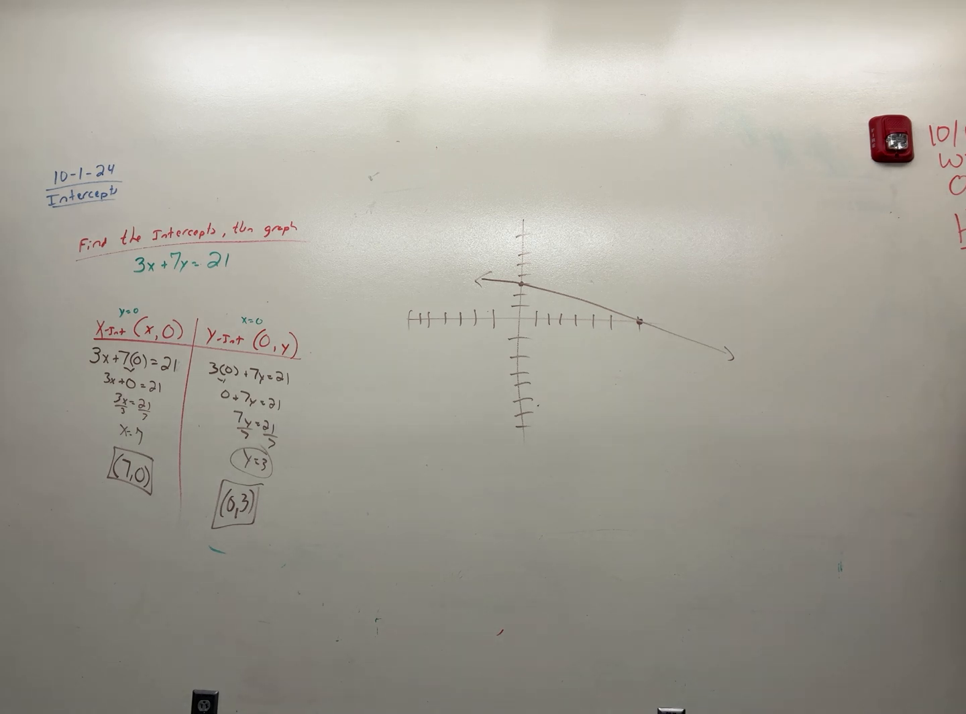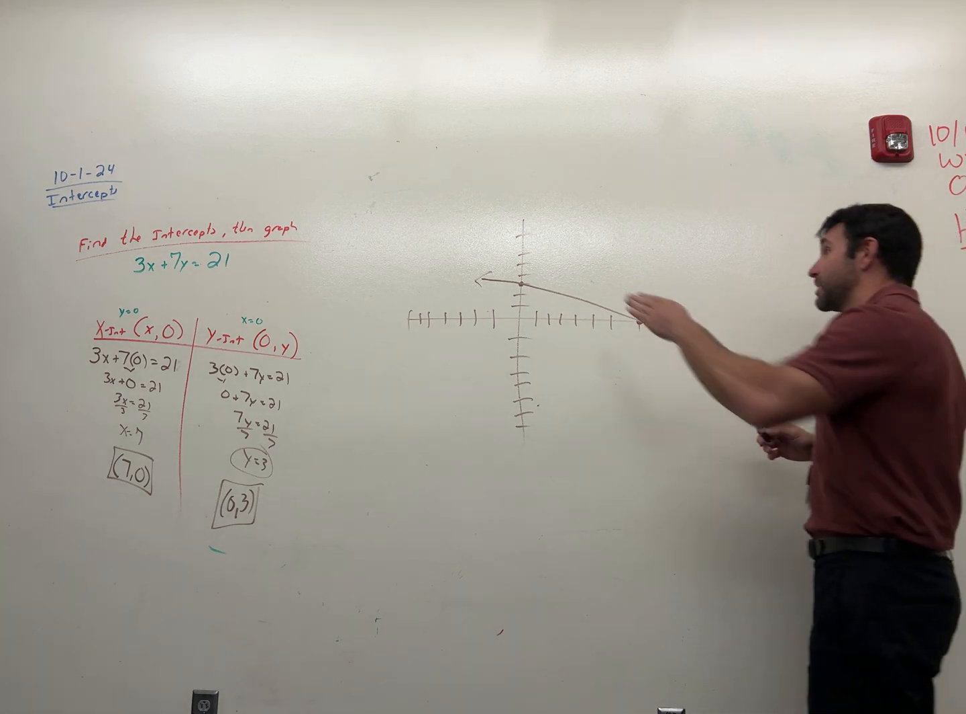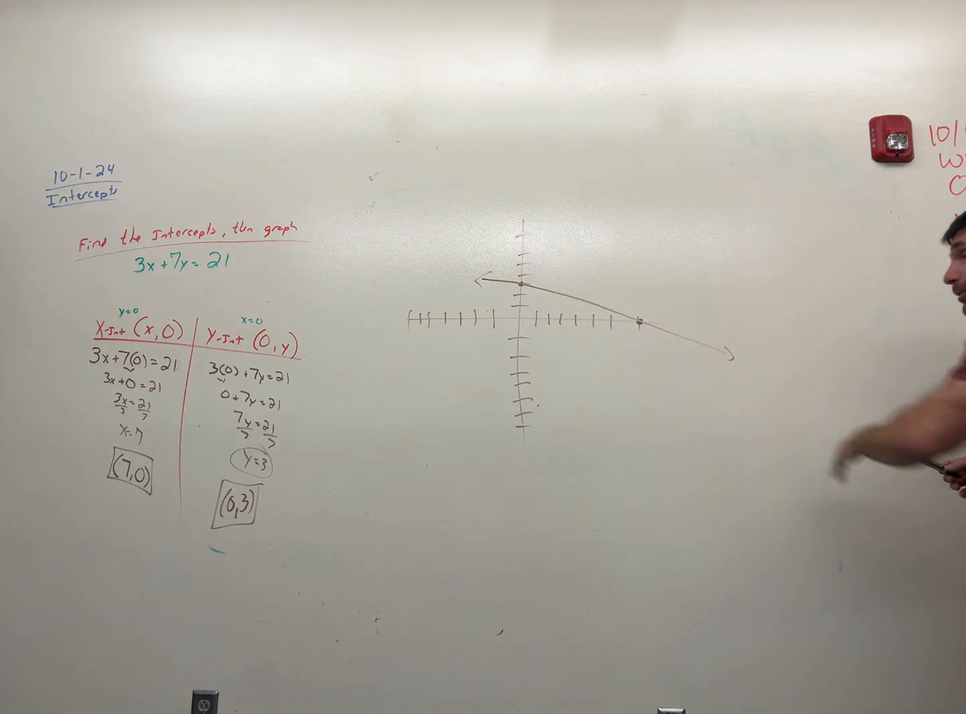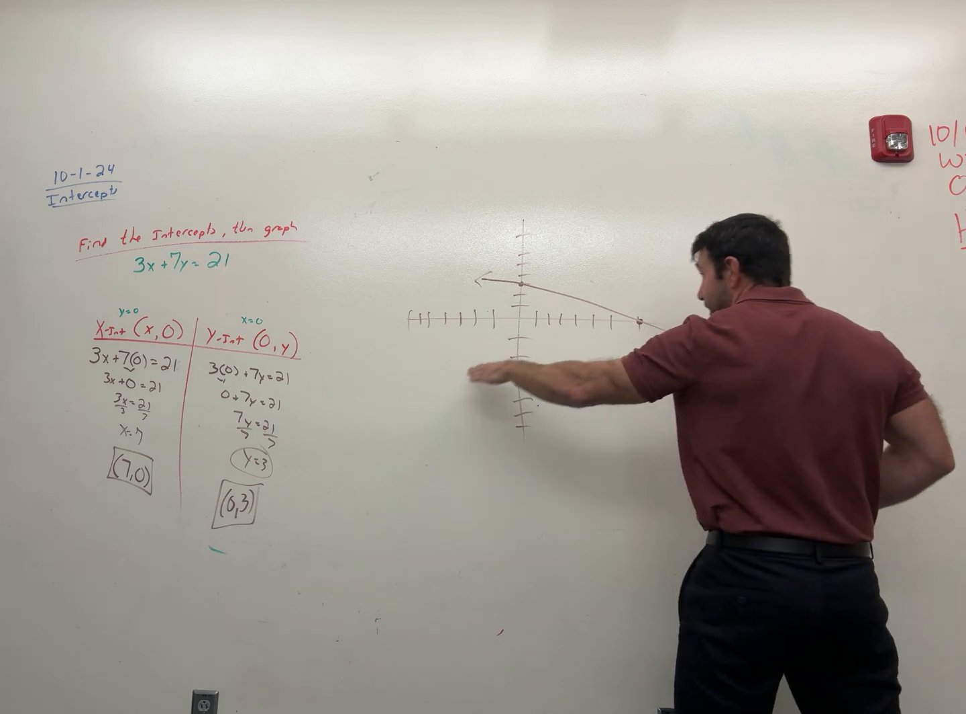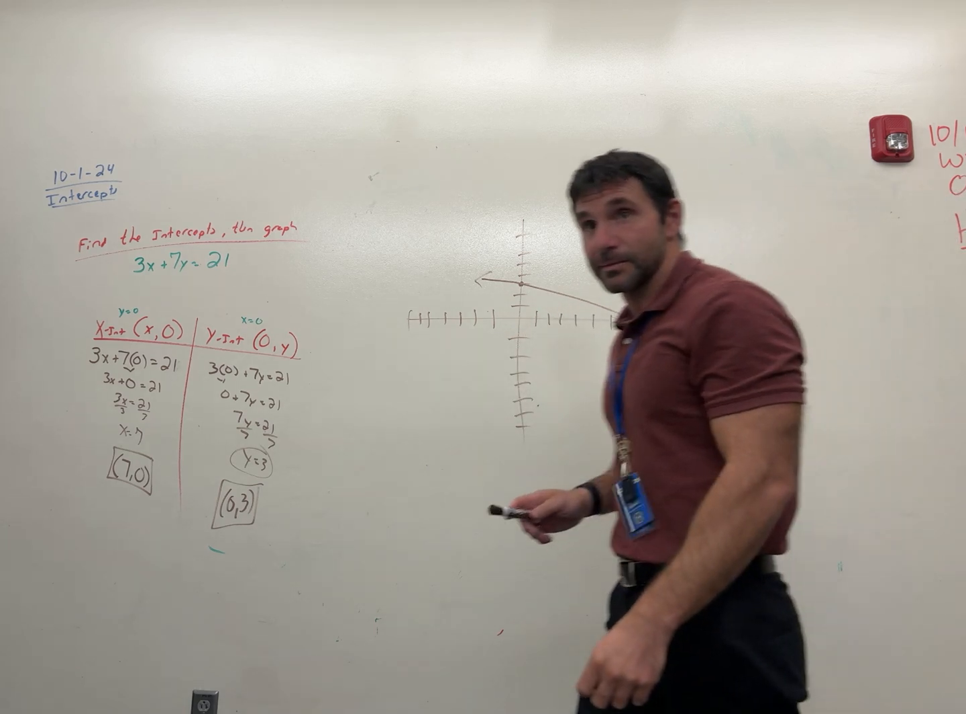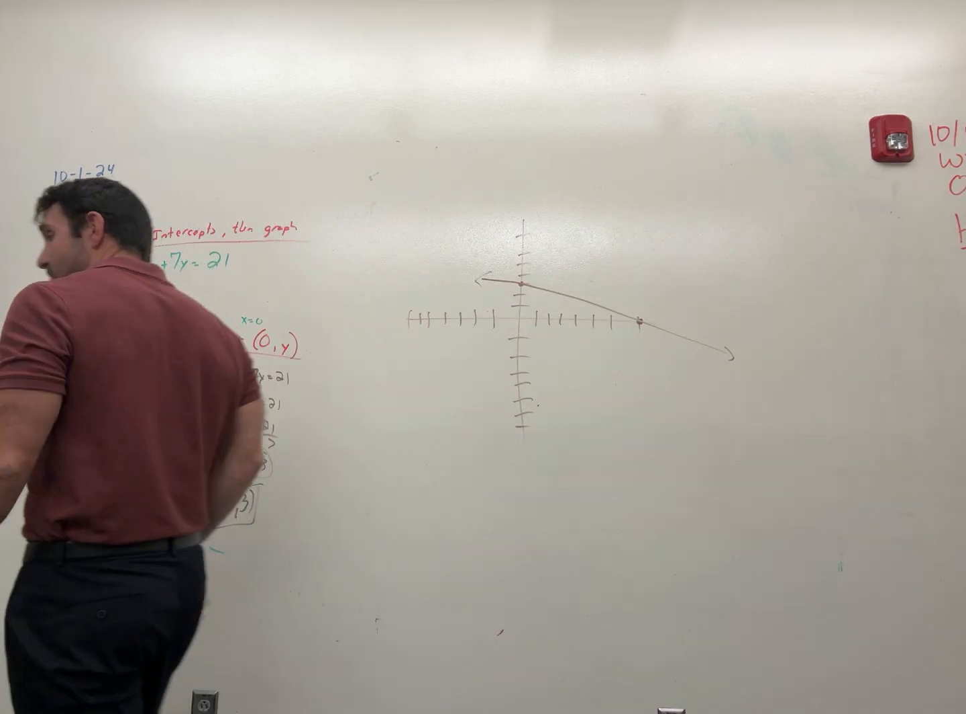Looking at this line, is the slope positive or negative and why? Negative because it's going that way. Because it's going downhill from left to right. Slopes are negative when they go downhill left to right. They're positive when they go uphill left to right. If it's straight across, the slope is 0.